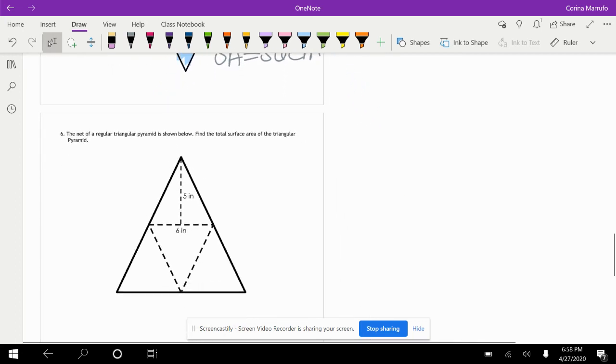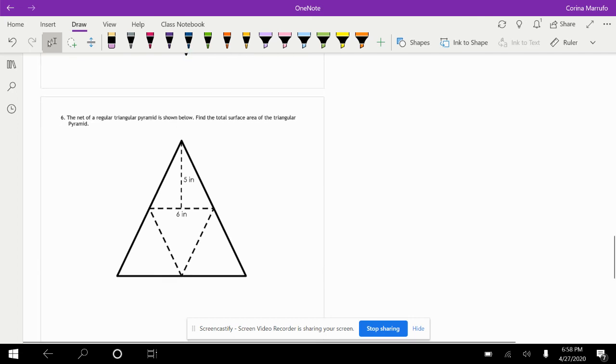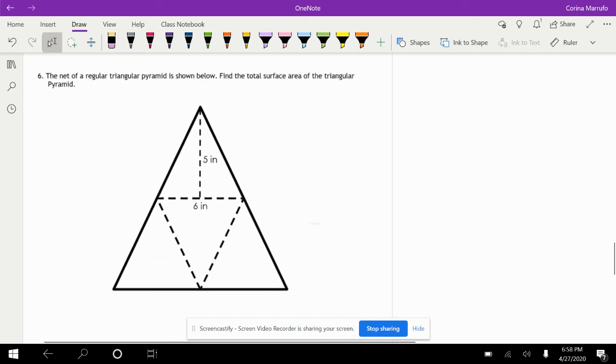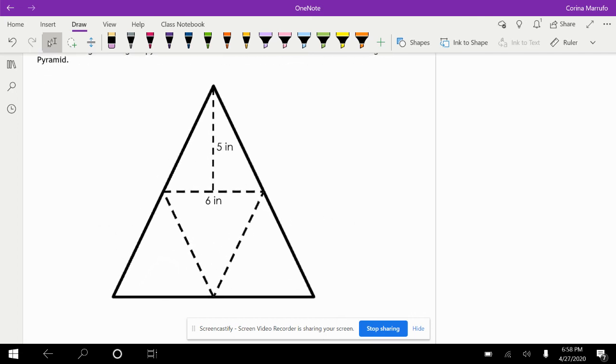All right. Then the last one. So this is the net of a triangular pyramid. It's shown below. Find the total surface area of the triangular pyramid. Okay, so since this is a triangular pyramid, all of these triangles are going to be the exact same size. So we have 4 triangles. All of these are all the same size.